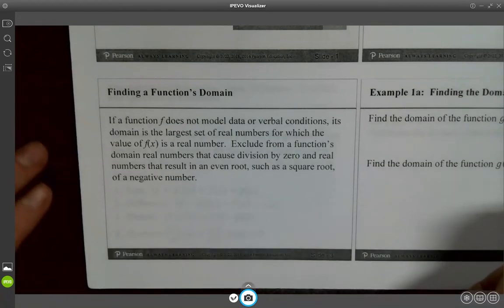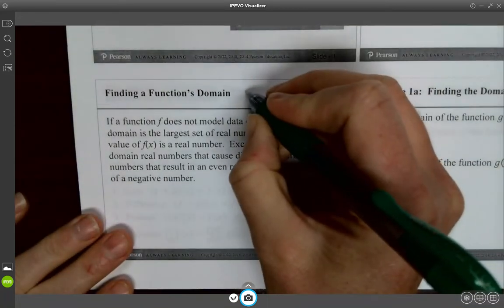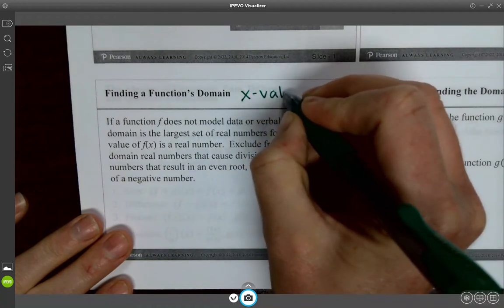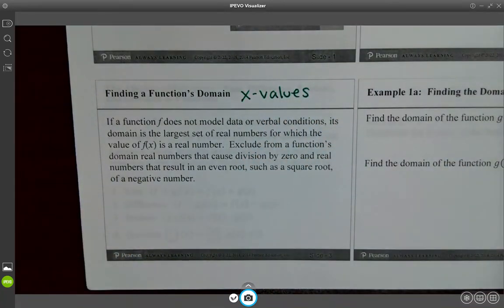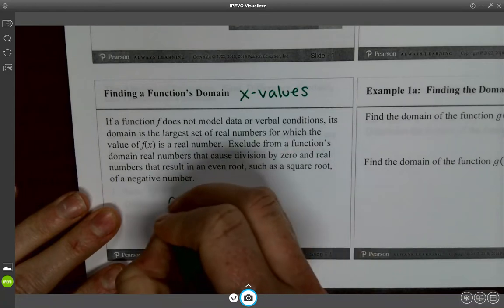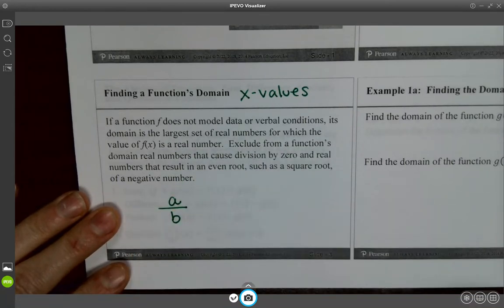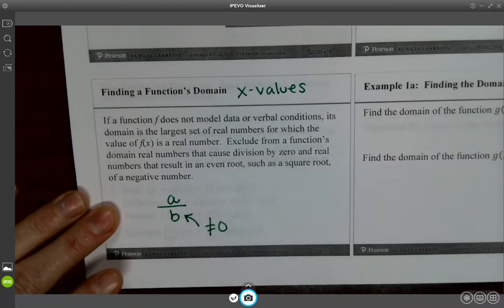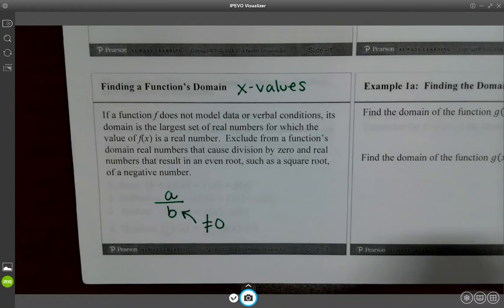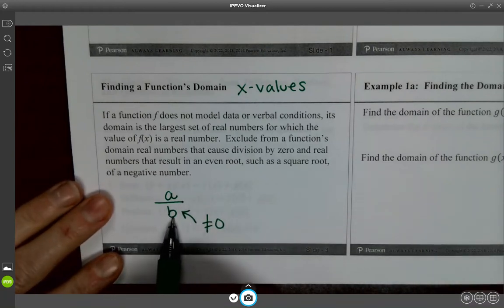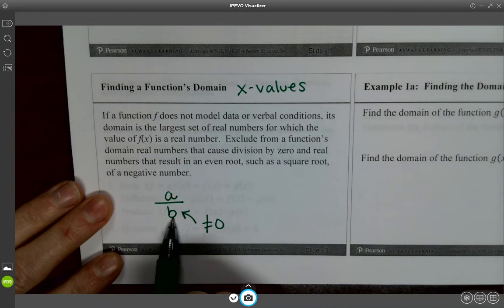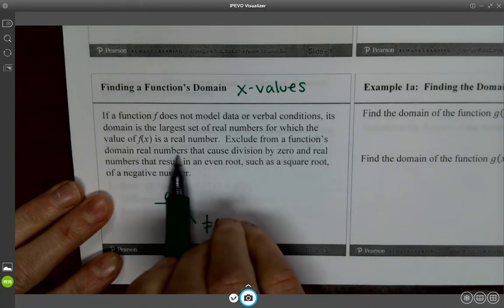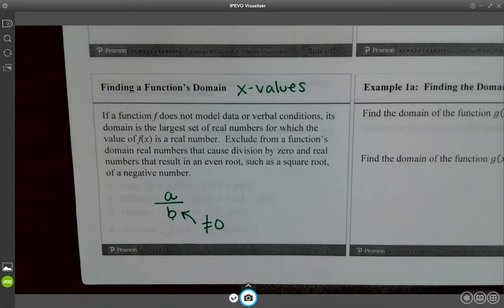And the reason we want to do this is so we can find out if there are any restrictions in the x values. So one thing you want to do is make sure that if you have something like a over b, that b does not equal 0. And that's how you can write your exclusions. So anything that would make b a 0 would be excluded. So exclude from a function's domain real numbers that cause division by 0 and real numbers that result in an even root, such as a square root of a negative number.